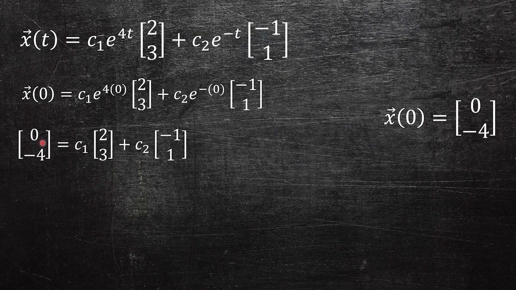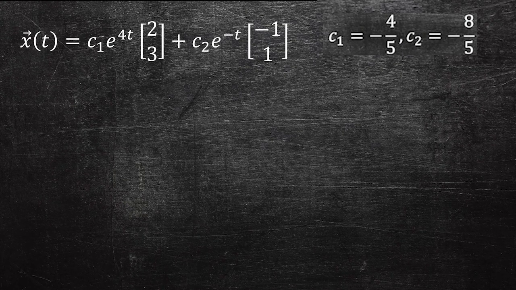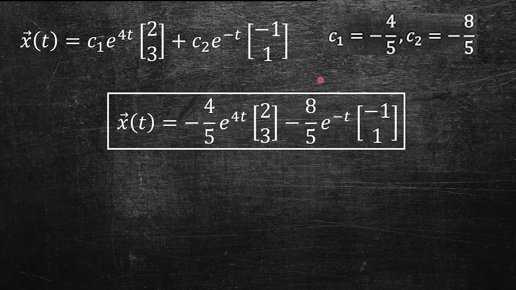Now, what that gives us, we have these two vectors. Let's just distribute C1 and C2 into each of these vectors. And that gives us this system of equations right here. Now we just solve that for C1 and C2. We have our constants. Let's use those. We just plug these into our solution here. And this is our solution, okay?